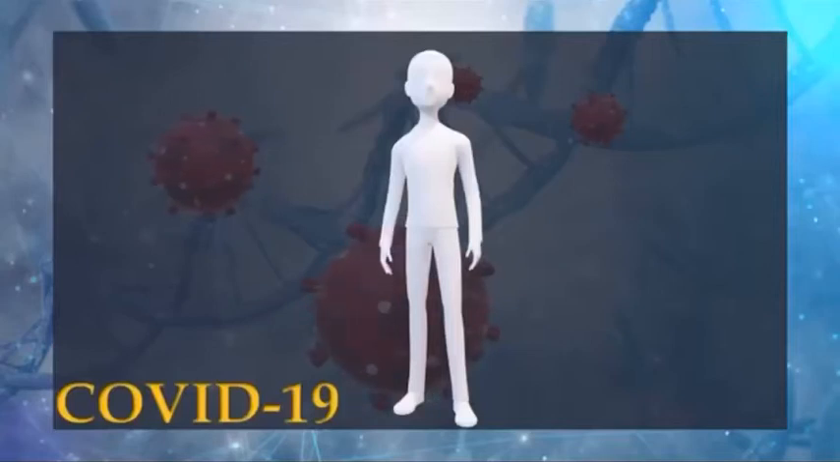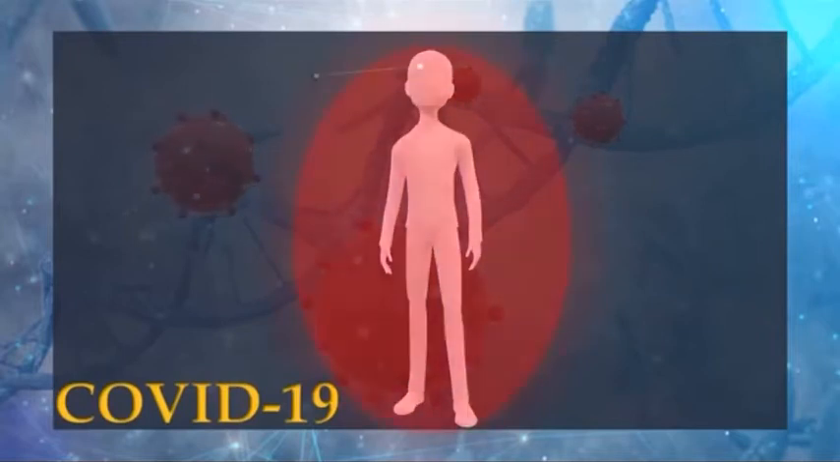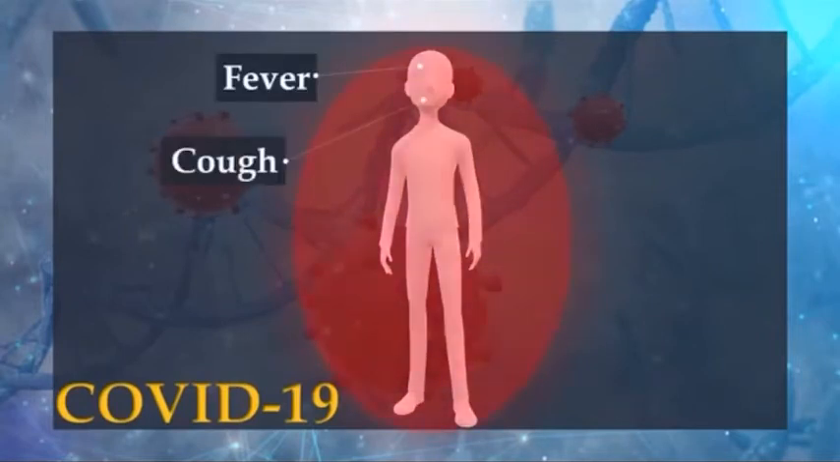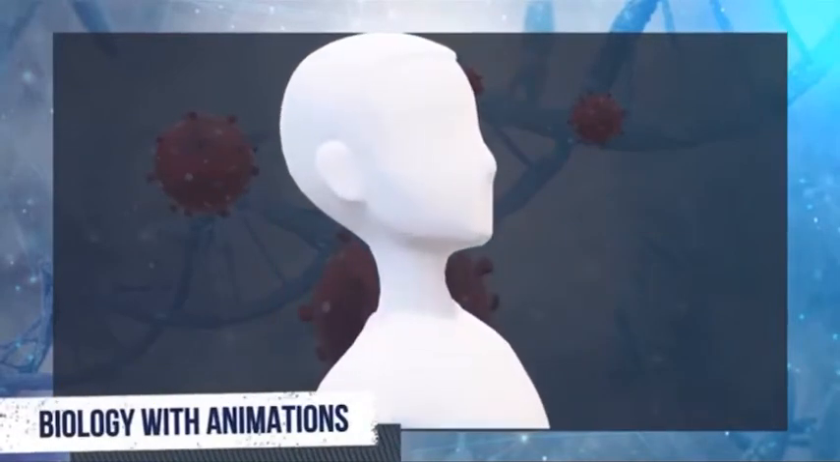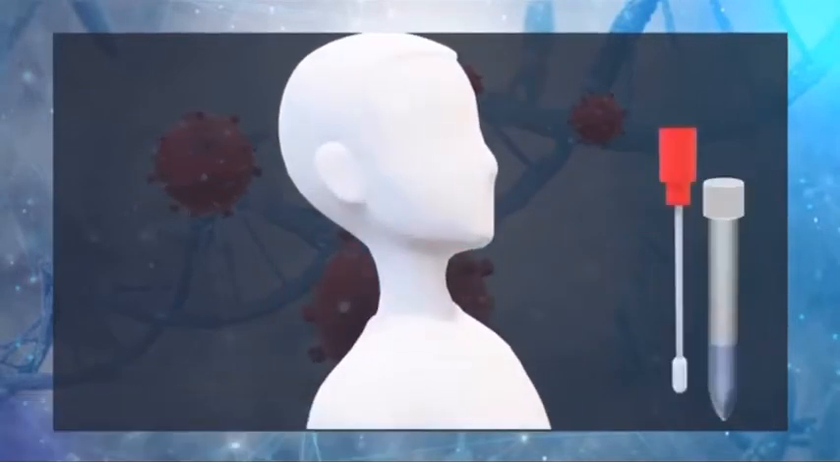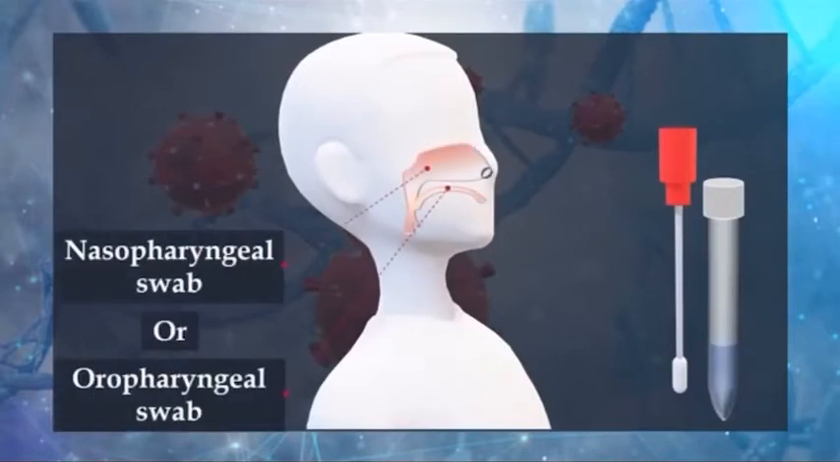COVID-19 is an infectious disease caused by severe acute respiratory syndrome coronavirus 2. When a person is infected, the most common symptoms include fever, cough, and shortness of breath. To start a test, the samples can be collected by a nasopharyngeal swab or an oropharyngeal swab.